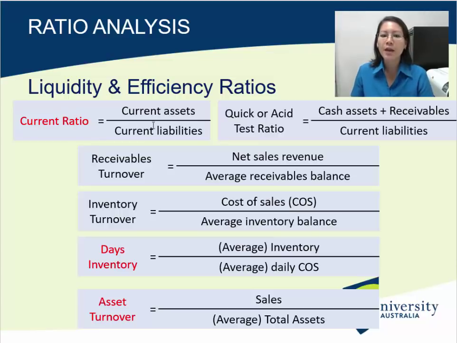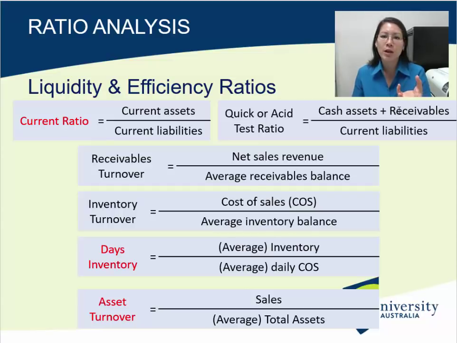The quick or acid test ratio is more of a stringent test than the current ratio. Essentially, it's the same thing. It measures for every $1 of liabilities, how many cash assets do we have? So it says, okay, let's take our more stringent current assets. Let's not include all current assets. Let's include just cash and short-term money market equivalents of cash and accounts receivable.